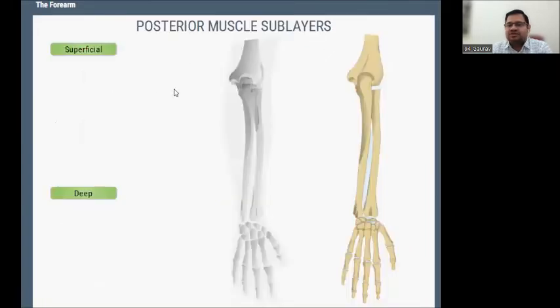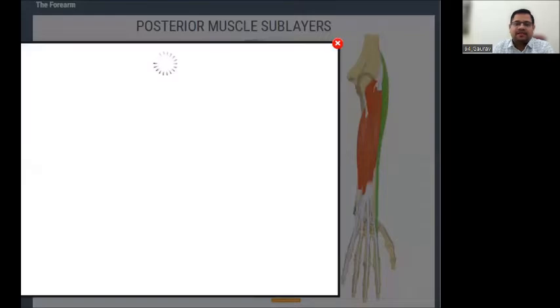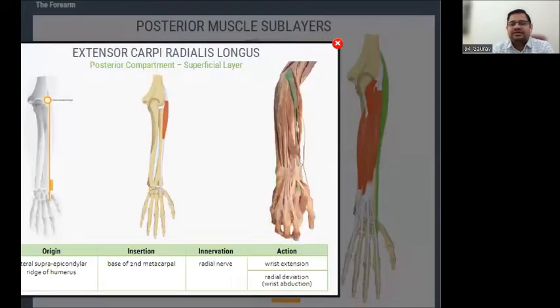Next, we will talk about the grouping. In the superficial layer, we are going to get six muscles one by one: extensor carpi radialis longus, extensor carpi radialis brevis, extensor digitorum, extensor carpi ulnaris, extensor digiti minimi, and anconeus. In certain books you will find that brachioradialis is also included in these groupings.